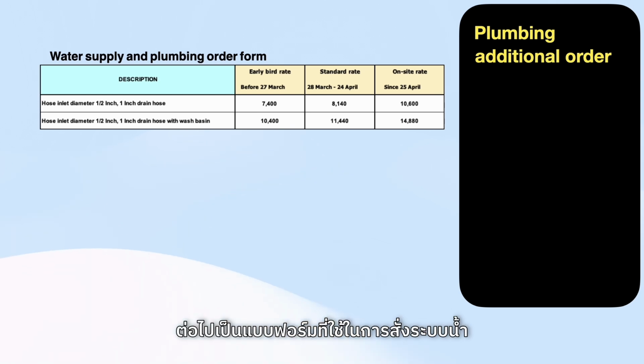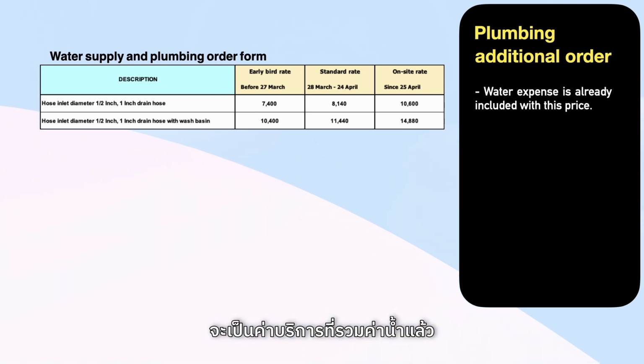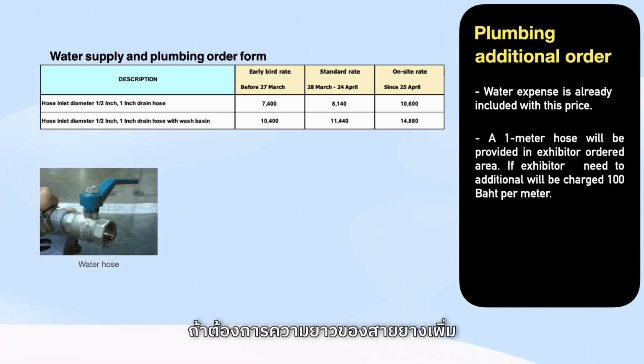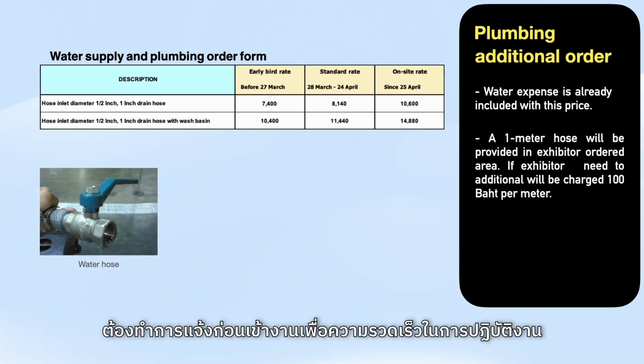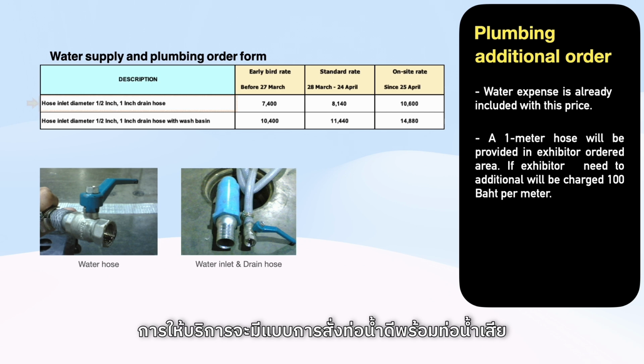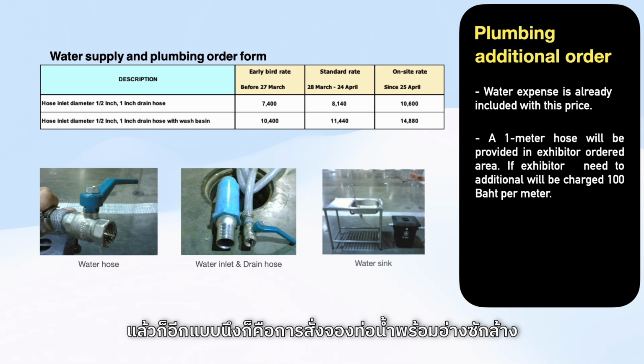Next is the form for ordering the plumbing system. The services shown in this form include the cost of water consumption. The provided hose will be approximately 1 meter long. If you require a longer hose, please notify us prior to the installation for efficient workflow. Our services include the option to order the water supply hose, along with the water drainage hose. Additionally, you can reserve the water basin for washing purposes, which will come with the grease trap.